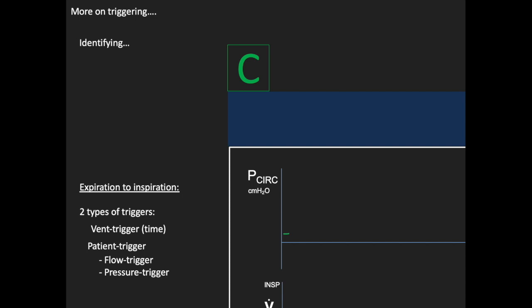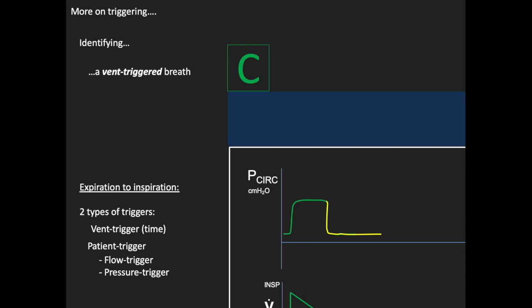And that's by looking at the letter in the upper left-hand corner of the screen. If you see a C, that is a vent-triggered breath, and it's a C because it means control. For historical reasons, the terms are kind of confusing, but just remember that a C means a control breath, which was a vent-triggered breath. The ventilator started that breath. And if you see a C, that means the most recent breath was vent-triggered.